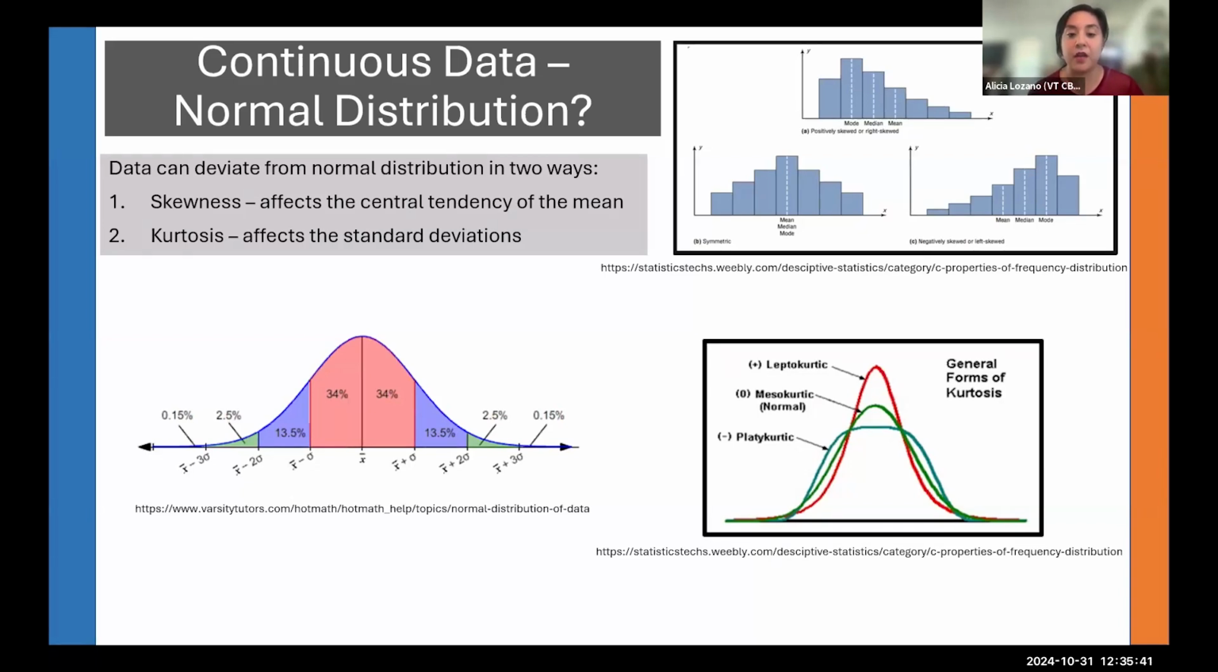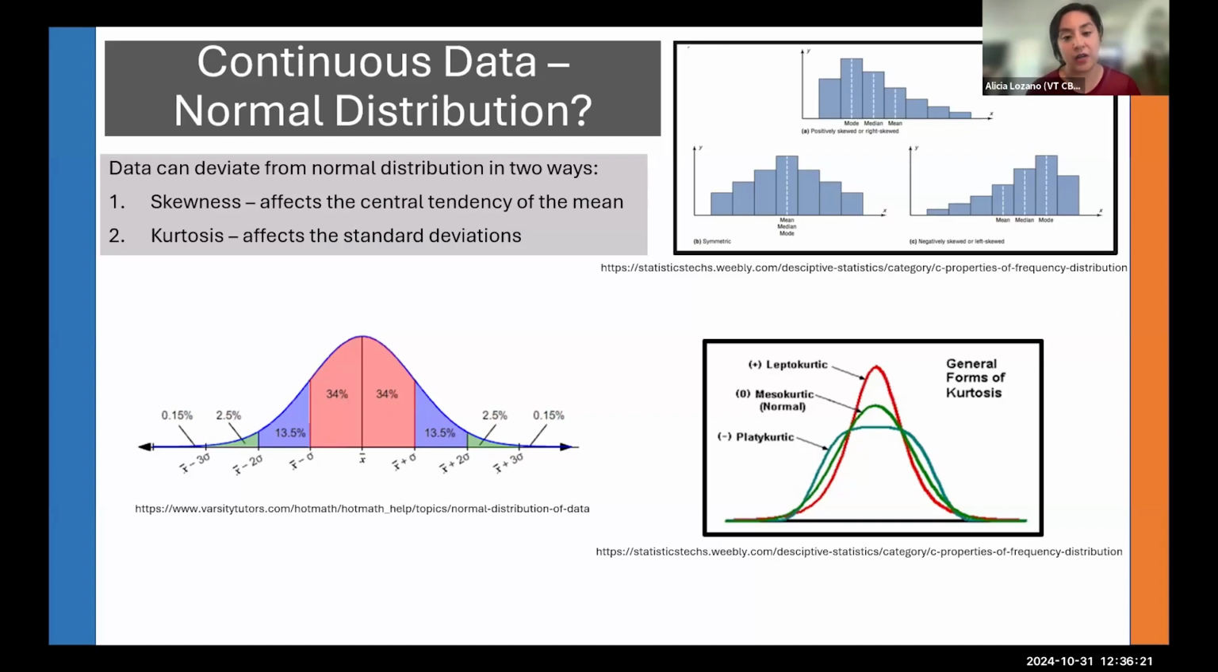Your mean, median, and mode, which we can see in the diagram showing how the mean shifts in skewed distributions. So the second way that data can deviate from the normal distribution is through kurtosis. Kurtosis describes essentially the tailedness, how much of a tail you have, or the peak of the distribution. In the bottom right figure, it shows three types of kurtosis: leptokurtic, mesokurtic, and platykurtic. This comparison really helps to illustrate how kurtosis changes the shape of the distribution curve.